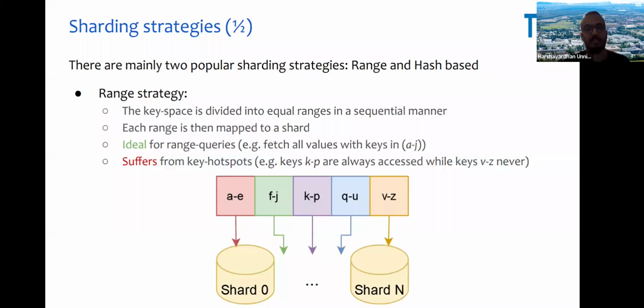The advantage of this strategy is that it is ideal for range queries. For example, a client could fetch all values with keys between A to J, and it would only need to access shards 0 and 1. The disadvantage, however, is that range-based strategies suffer from key hotspots. This means that if keys K to P are always accessed, all requests are handled only by a single shard, thereby going against the principle of horizontal scaling and its advantages that were described before.